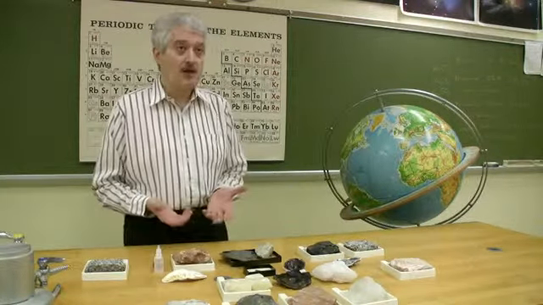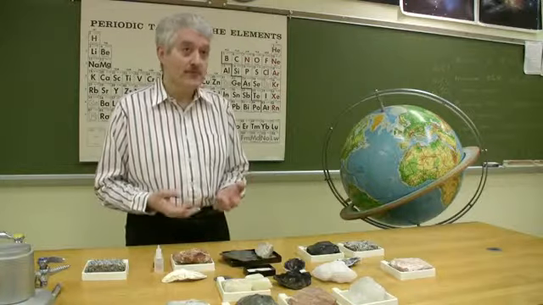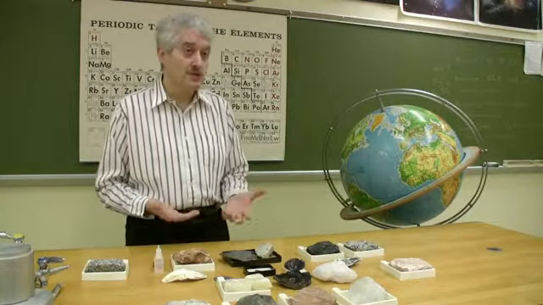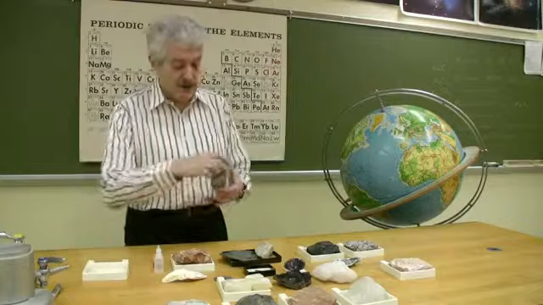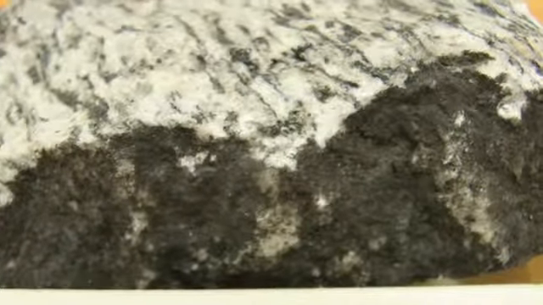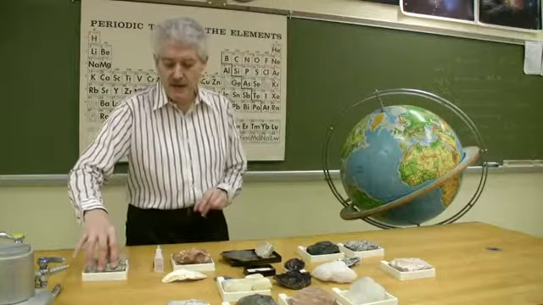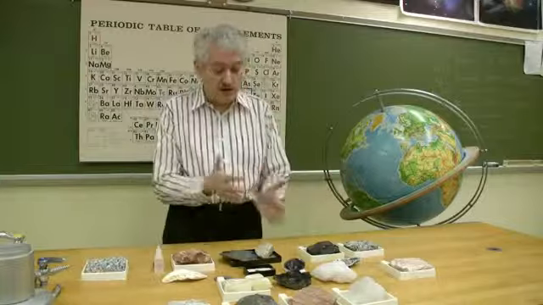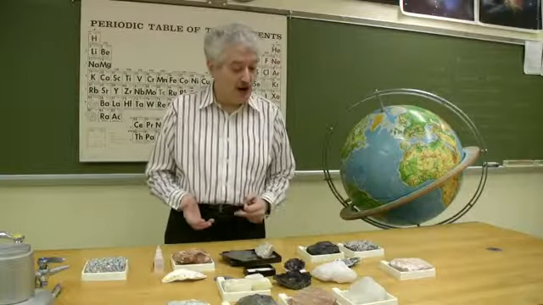The third type of rocks is called metamorphic. Metamorphism means change, which is usually the result of heat and pressure. This example, which is called gneiss, has experienced pressure, and that has caused the minerals in it to align in a certain way.